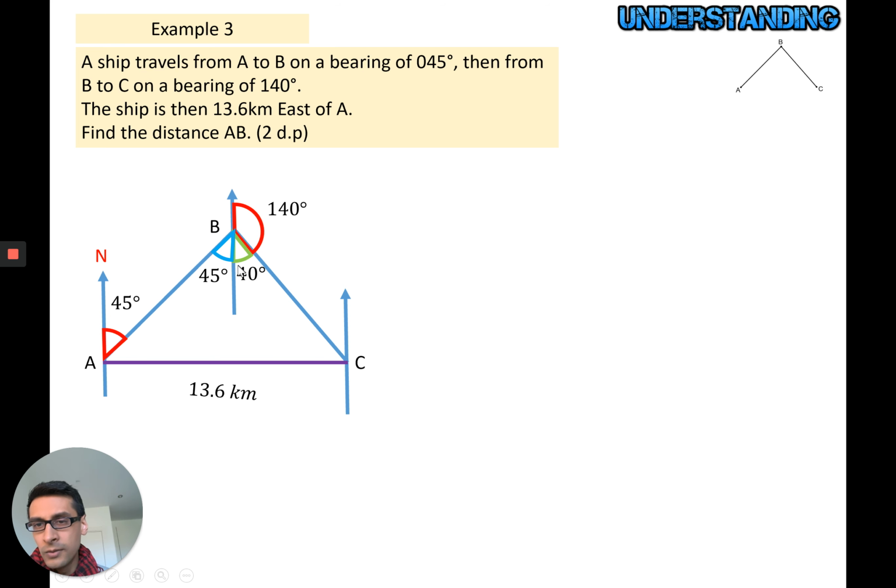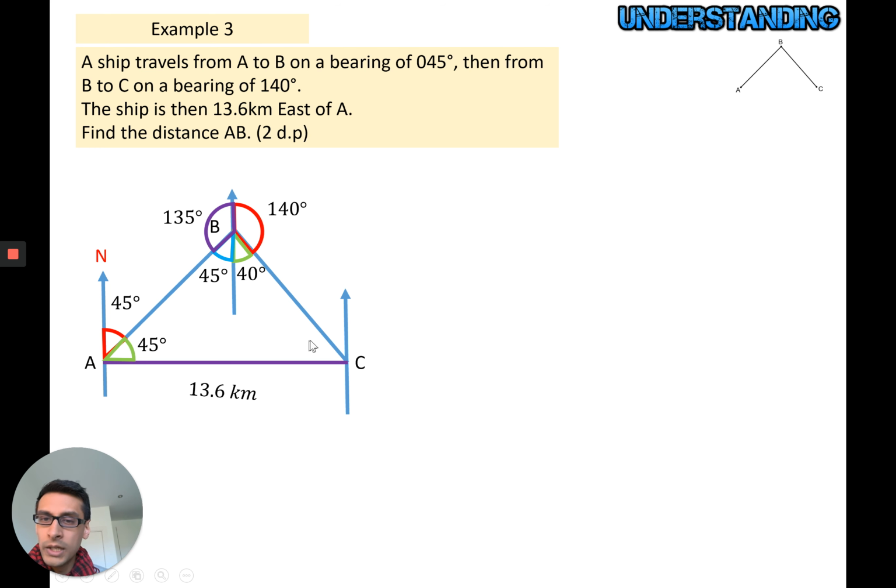I know that has to be 40 because it's angles on a straight line, the north line straight line up. I know that this has to be 135 because that and this red 45-degree angle are both co-interior. And I know that this has to be 45, this green 45-degree angle, because this red line here goes east from C. So that's actually given in the question.